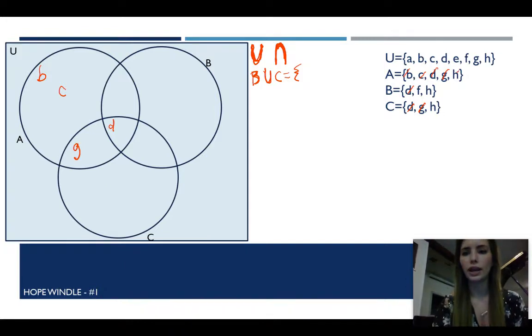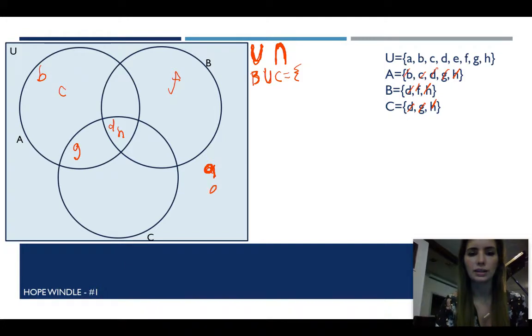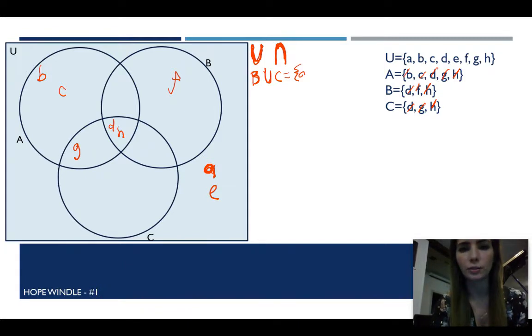And then again with the letter H, we can see that H is also in all three sets. So we're going to go ahead and fill it in right here. And then the letter F is in set B, and then we are left with the letters A and E, just hanging out in the universe. Okay, so now looking at our Venn diagram, we can see that whenever we union B and C, we're just going to say that these are the elements D, F, G, and H.